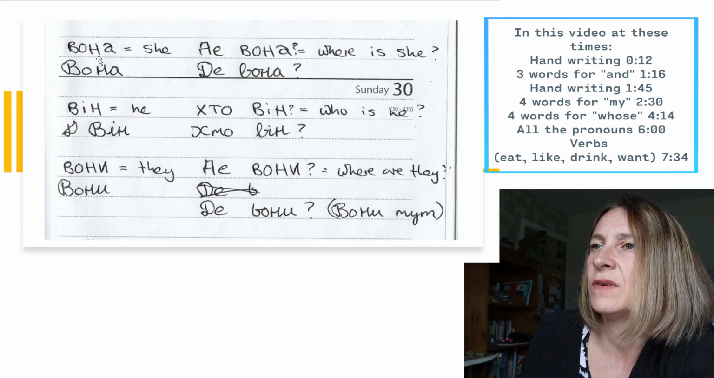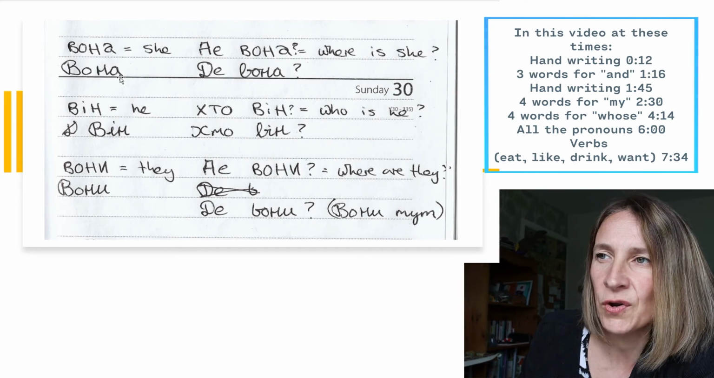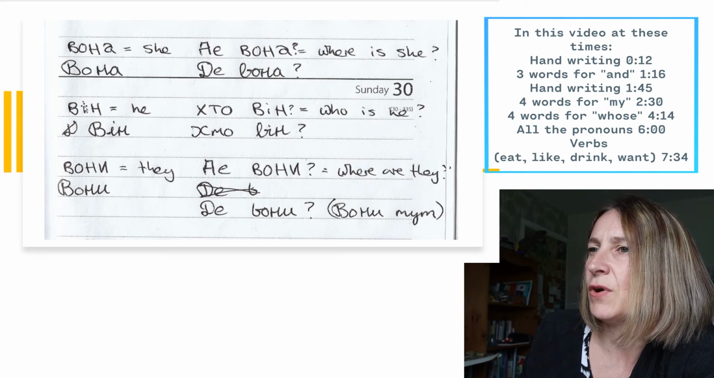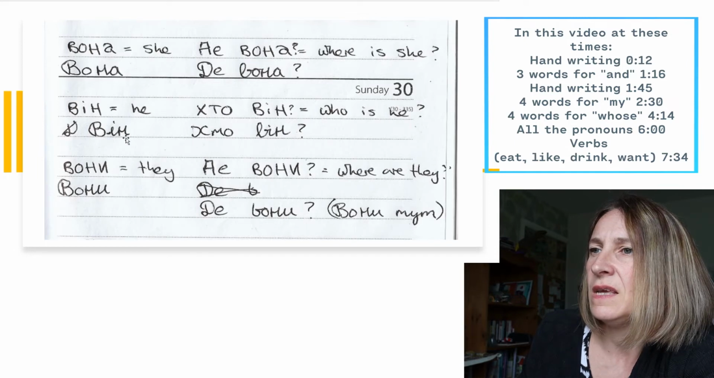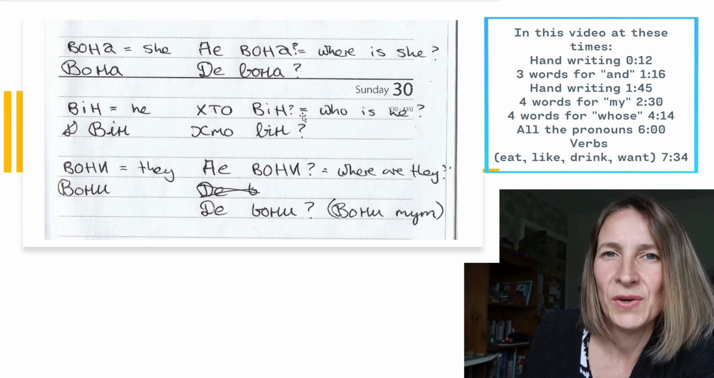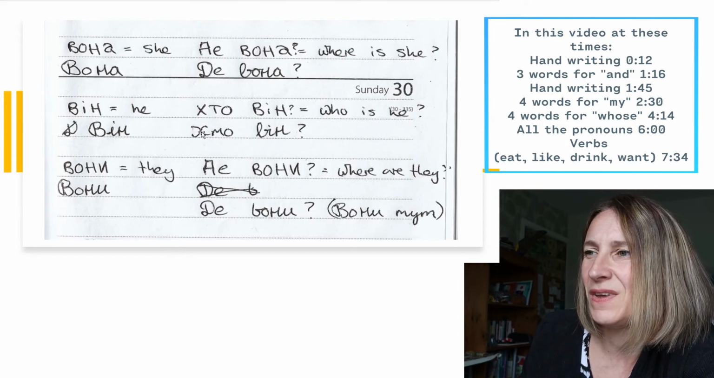More pronouns. She. Vona. De Vona. Where is she? De Vona. Vin. He. Vin. Kto vin. Who is he? Kto vin. Look at kto. Kto vin. I think that's how you say it.